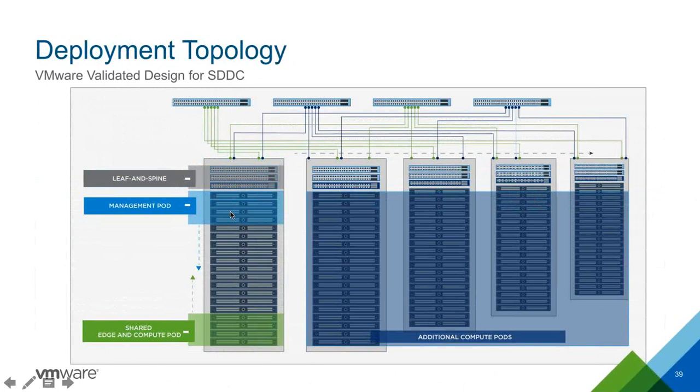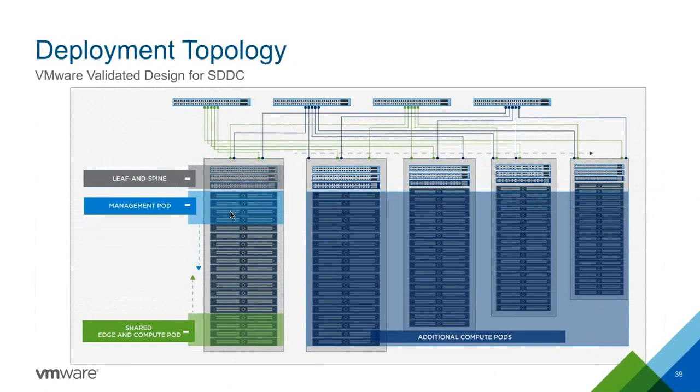Management pods in blue start with the minimum of four vSAN ready nodes. Your shared edge and compute, seen down there in the green, minimum of four nodes to start with. Anything compatible, and you can grow from there. If you want to rack and stack like that, that's fine. Typically, I see most customers start at the bottom and then go up. If you have to, just make sure you have stabilizers on your racks and follow your guidelines. Then to the right here, you'll see you can add additional compute pods.